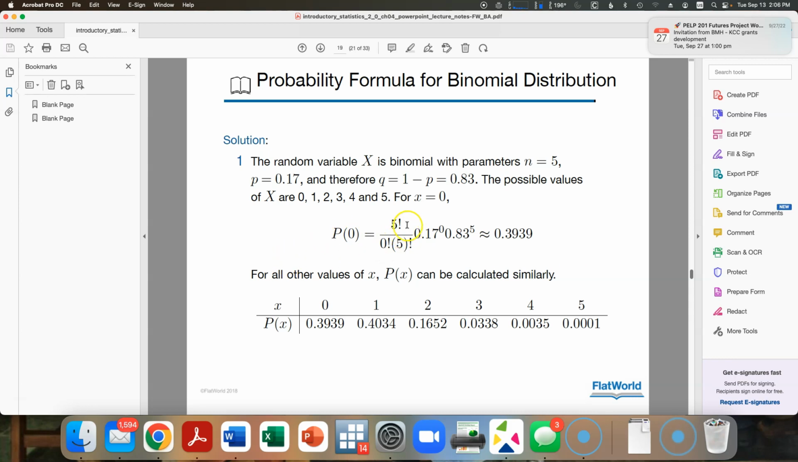So in this case, 5 factorial over 0 factorial, 0 people knowing the bad person, times 5 factorial, times the probability with the outcome, times 1 minus that probability, times the outcome. Which, if you plug it into your calculator correctly, gets you 0.3939 repeating. And then you would just repeat that for 1, 2, 3, 4, and 5.